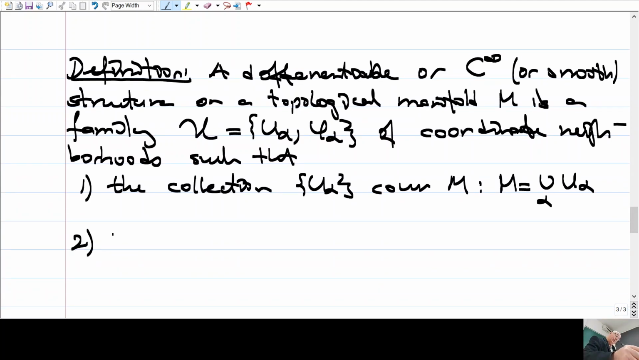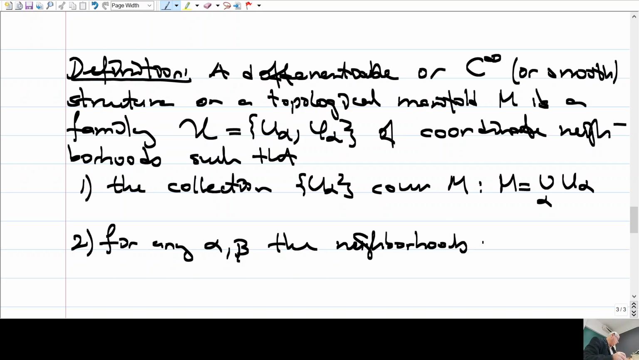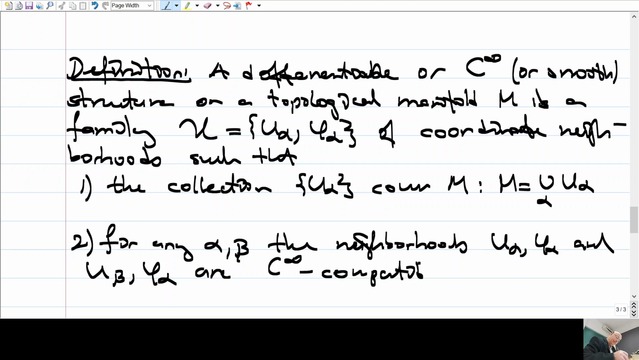İkincisi de for any alpha beta in the index set of this family, the neighborhoods are C infinity compatible. In other words, if U alpha and U beta intersect, if the intersection is non-empty, then the two compositions we considered above are C infinity maps, okay? So going from one coordinate system to another one should be a smooth operation, okay?